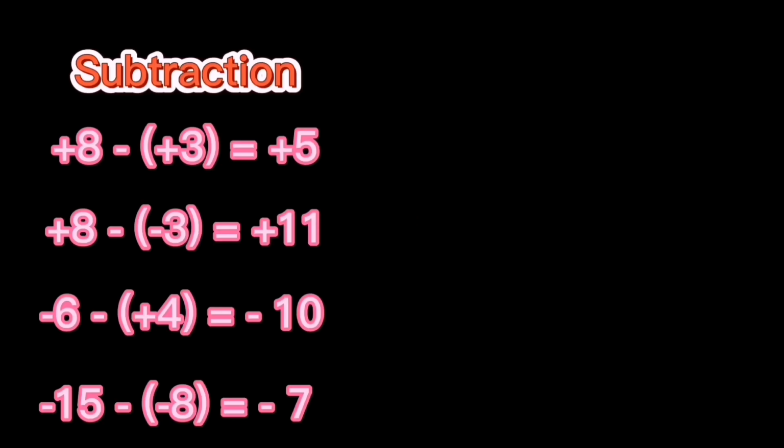Now let's collect all the 4 problems all together. For positive 8 minus positive 3, we have positive 5. For positive 8 minus negative 3, we have positive 11. For negative 6 minus positive 4, we have negative 10. And for the latest one, we have negative 15 minus negative 8. That is equal to negative 7.